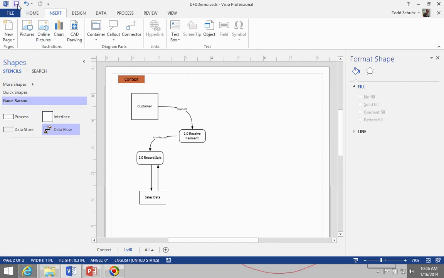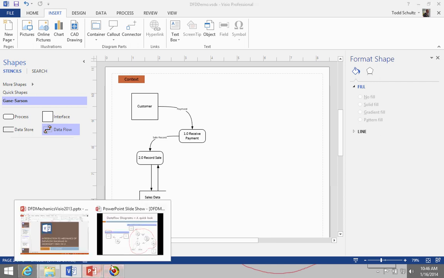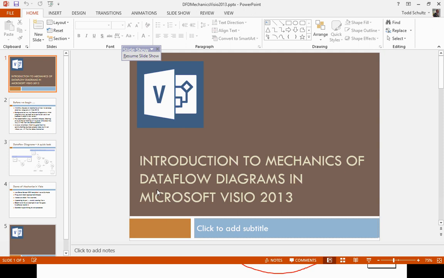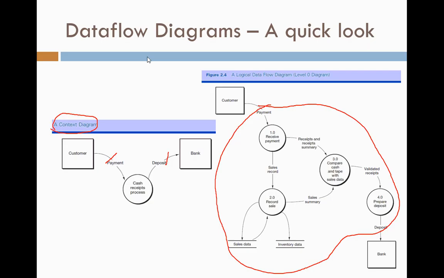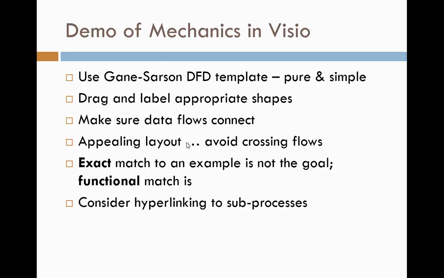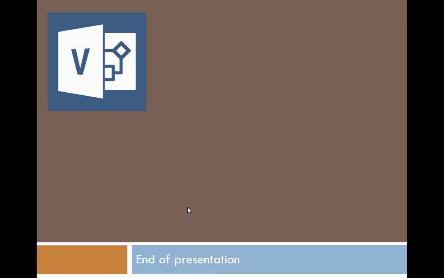So you have a little bit more to do, but the mechanics are fairly easy. The mechanics aren't the hardest part of data flow diagrams. Getting your brain around them is. So I hope that helped you get through this assignment. Let's go back in here and resume the show, because I have nothing really left other than what we talked about. Consider hyperlinking. And that's the end of the presentation.